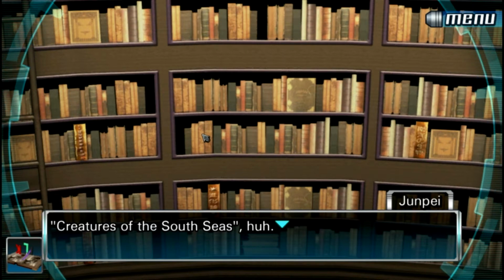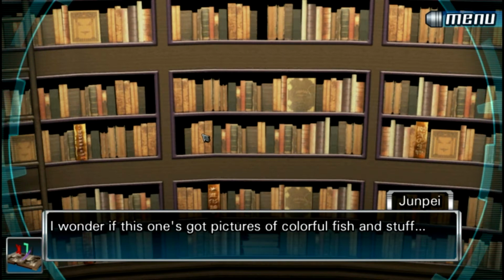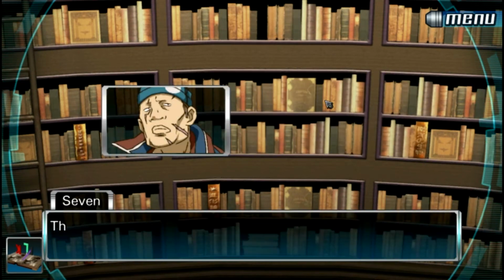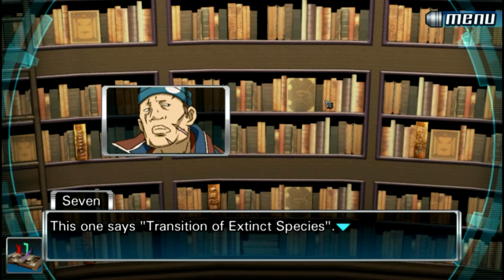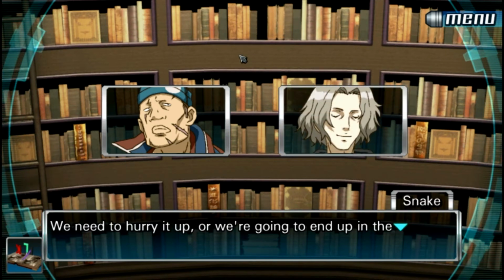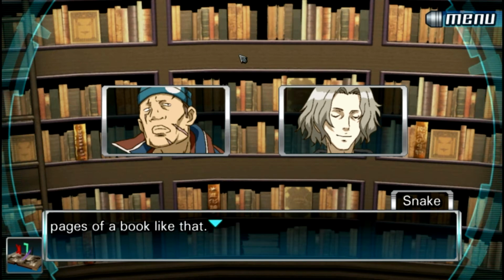Of different kinds. Creatures of the South Seas, huh? I wonder if this one's got a picture of colorful fish and stuff. This one says transition of extinct species. We need to hurry it up, or we're going to end up in the pages of a book like that.